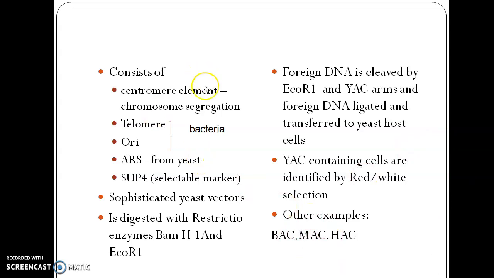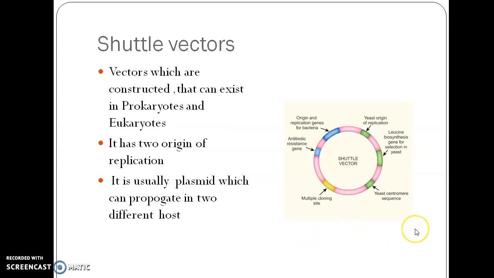So it consists of centromere elements for chromosome segregation, telomere, ori, ARS, and a selectable marker, that is SUP4. They are sophisticated yeast vectors. It is digested with restriction enzymes. Foreign DNA is cleaved by EcoRI, and the YAC arms and the foreign DNA are ligated and transformed into the yeast host cell. It is detected by red and white screening. Other examples are BAC, MAC, and HAC.